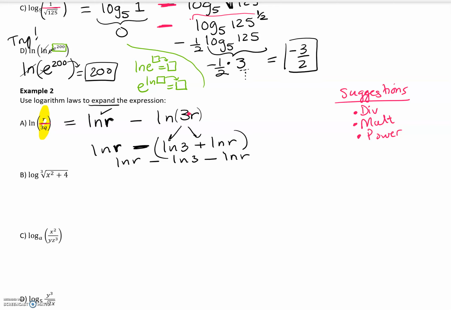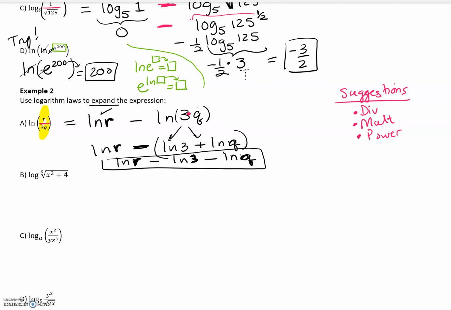Okay, I realize I've copied r when it should be a q. Let me fix this. So it's 3q, not 3r. So I have ln of 3 and ln of q. All right, that looks better. So now I have ln of r. R is as simplified as it gets. Ln of 3, there's nothing I can do there. And ln of q, there's nothing I can do there. So this guy is fully expanded. I'm done with that one.